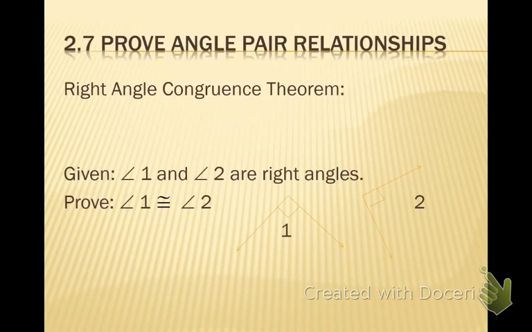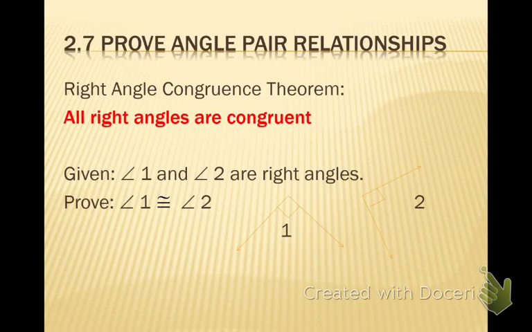2.7 is prove angle pair relationships. The first theorem for 2.7 is the right angle congruence theorem. The right angle congruence theorem says all right angles are congruent.